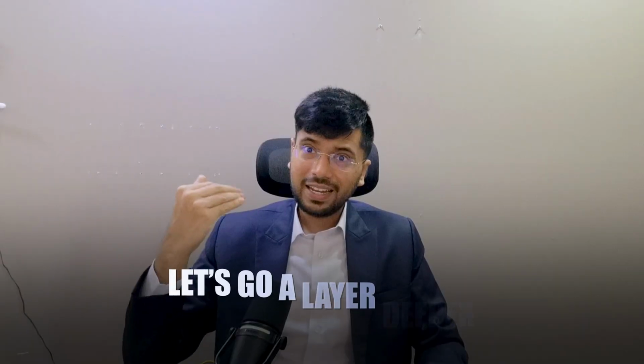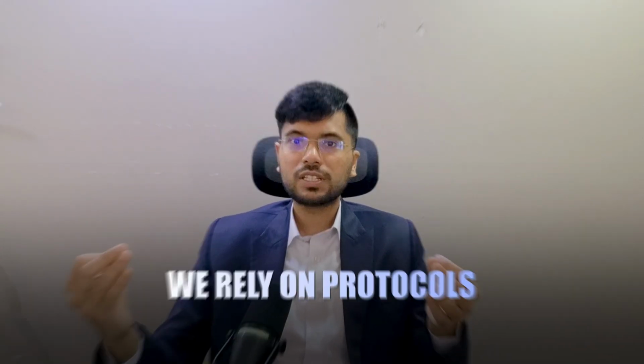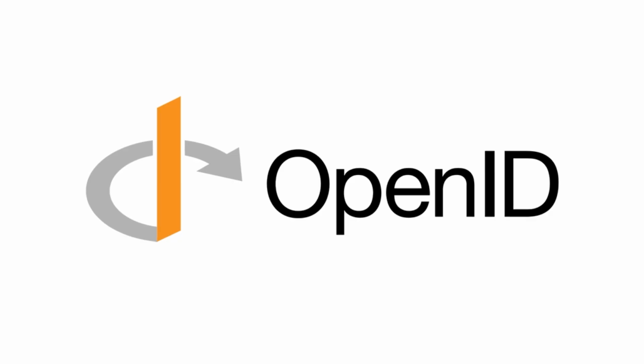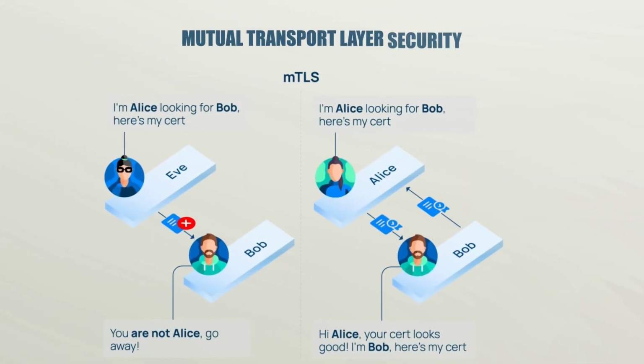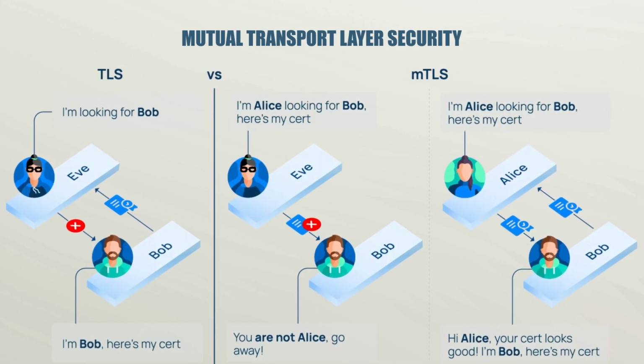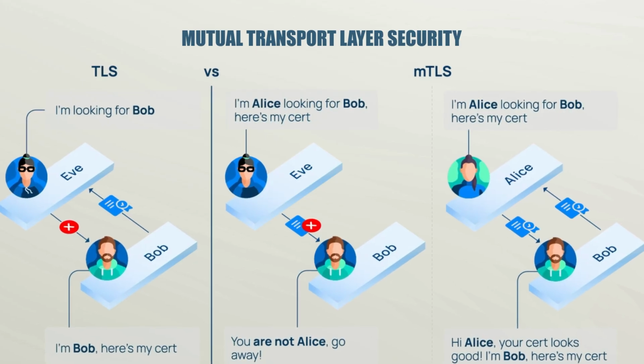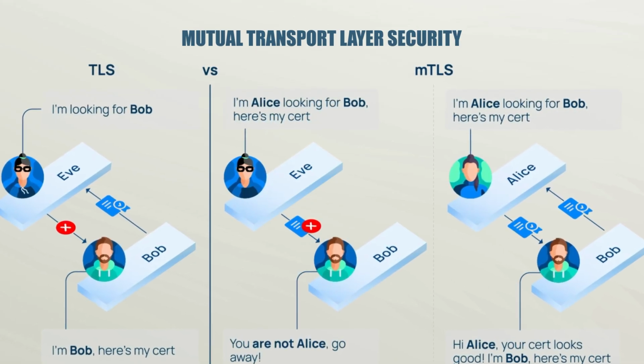Now let's go a layer deeper. Underneath FAPI, we rely on protocols like OAuth 2.0 and OpenID Connect, OIDC. But FAPI tightens the rules drastically. For example, FAPI requires something called MTLS, Mutual Transport Layer Security. In a normal web request, your browser verifies the server. In MTLS, the server also verifies the client using cryptographic certificates.